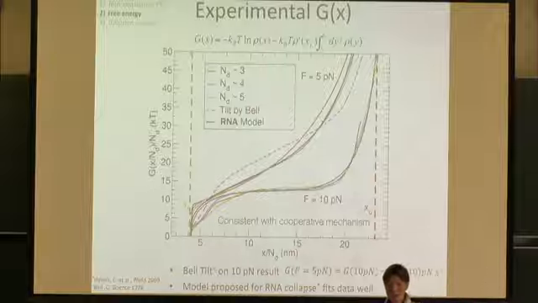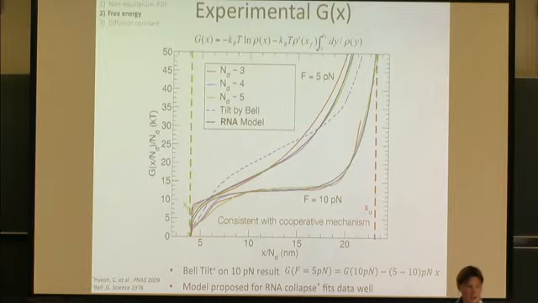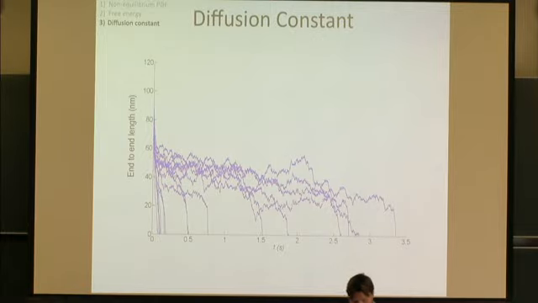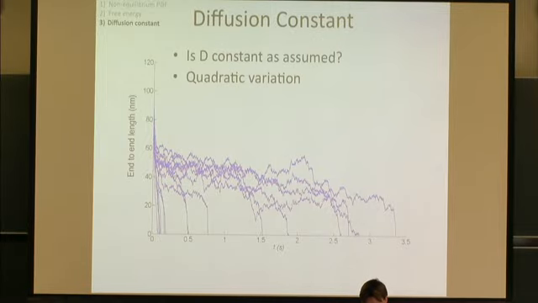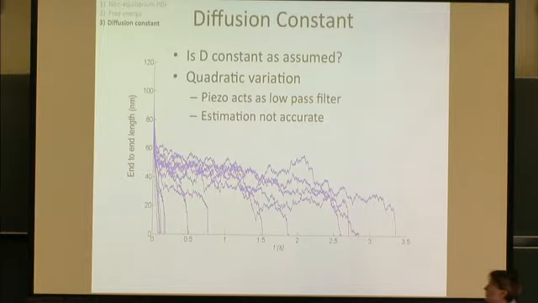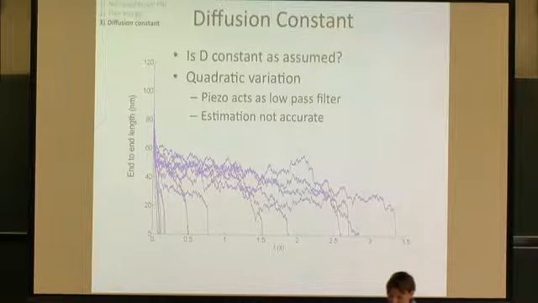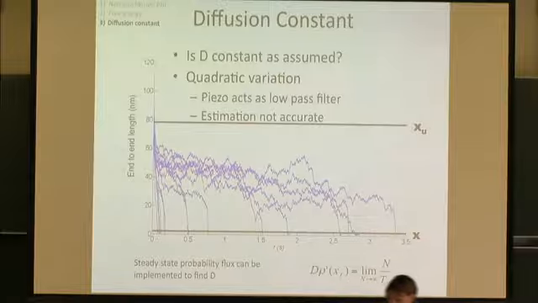And now you might ask, so what happened to the diffusion constant? Because in order to understand the trajectories, you need to know both the time scale and the shape of the free energy. And so the classical way would be to do quadratic variation and estimate the diffusion constant, but again we can't do that because of the low pass filtering of the piezo. And there the method is very powerful because it allows you simply to look at the probability flux in order to find the diffusion constant.